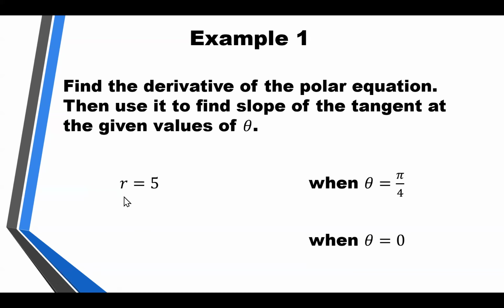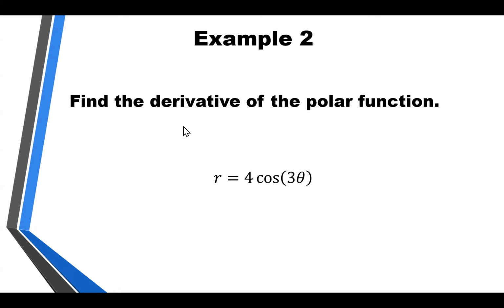Obviously, not every equation in polar form is going to be quite as simple as r equals 5, but we can still deal with more complex equations. Let's do this. We have r equals 4 times cosine of 3 theta. This is that rose curve with 3 petals that we saw in a previous video. Now let's find the derivative of this rose curve.